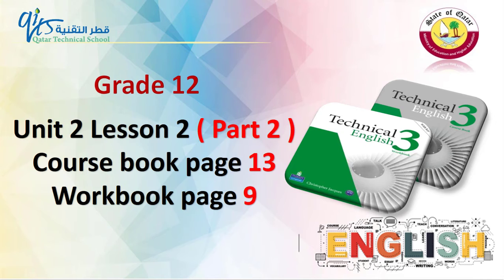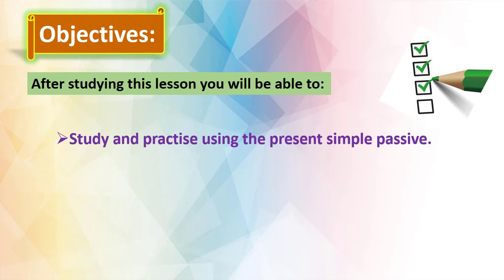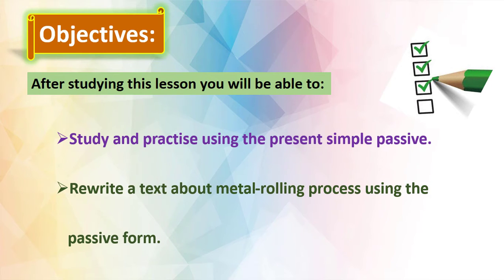Today we will study Unit 2, Lesson 2, Part 2, Coursebook page 13, Workbook page 9. Let's start our lesson. Let's start with the objectives of today's lesson. After studying this lesson, you will be able to study and practice using the present simple passive, and rewrite a text about the meter rolling process using the passive form.